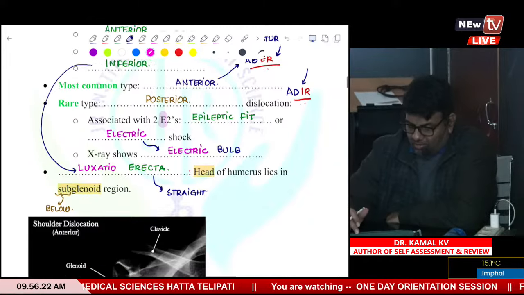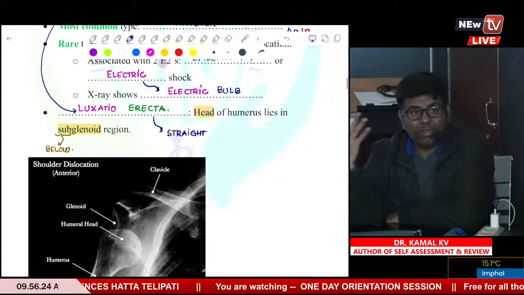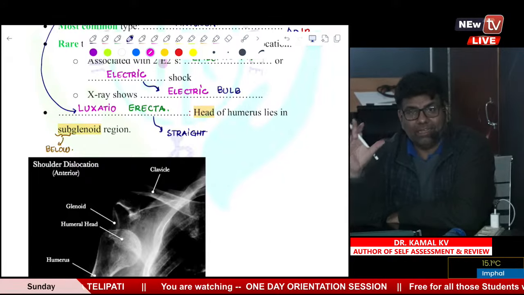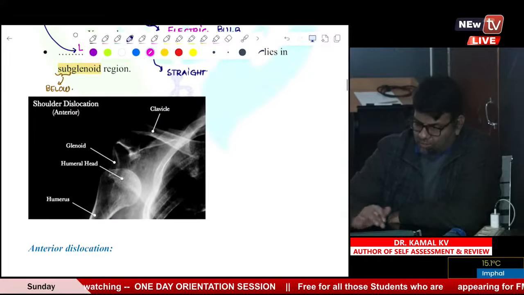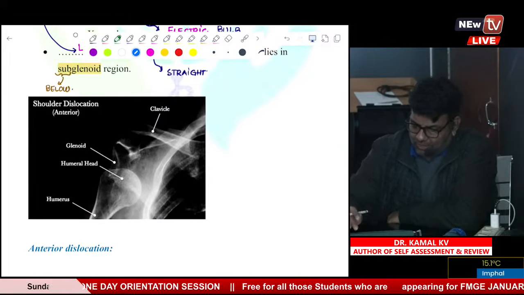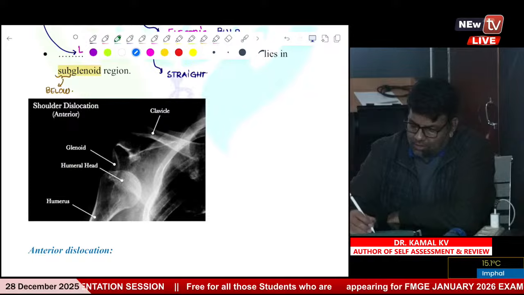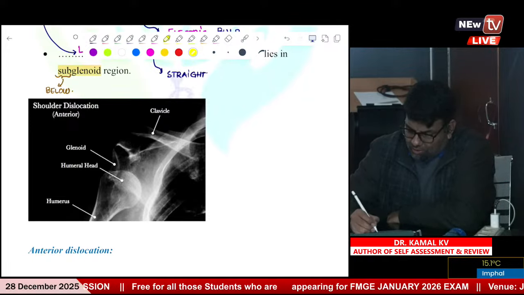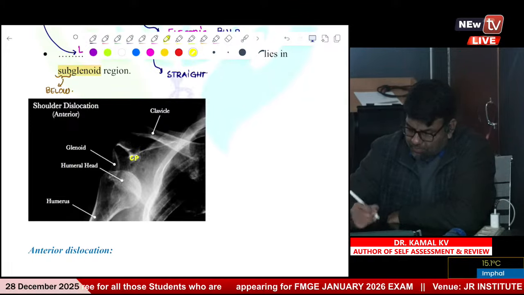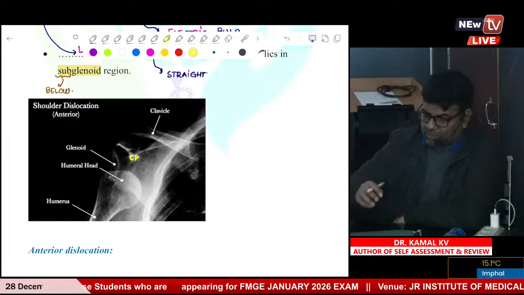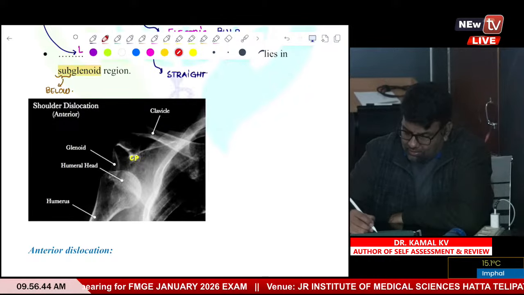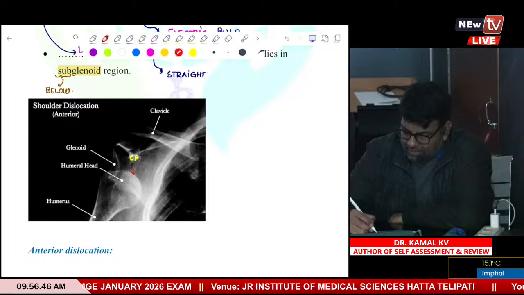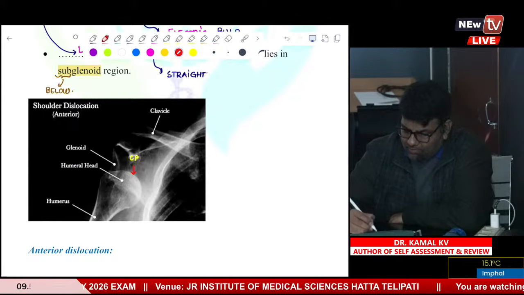Okay. Now out of the three, the most common is anterior shoulder dislocation. So we will discuss anterior shoulder dislocation mainly. Now here you can see this is the coracoid process. Okay. So this is the coracoid process and what we see is that the head of humerus is lying below the coracoid process.